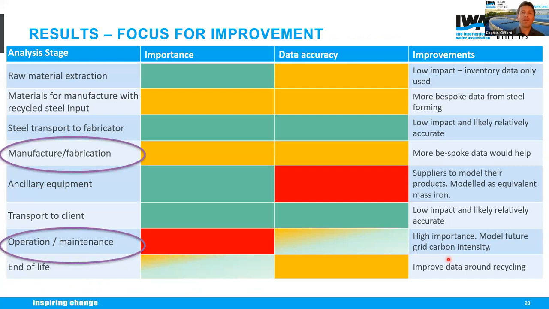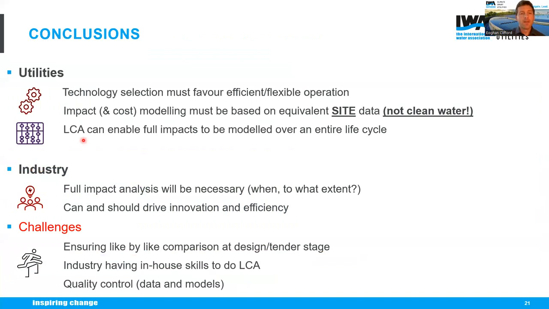The other thing we looked at is the level of data accuracy and the importance of that data to the model itself. And in that, we could see that for future models, we would try to improve, for example, the modeling of the carbon intensity of the electricity grid would be one area we'd look at, because as we can see, that's highly relevant. And also trying to improve the modeling around the manufacturing fabrication, which will probably actually mean that the impacts were lower than expected. I think we probably overestimated in both of those stages.